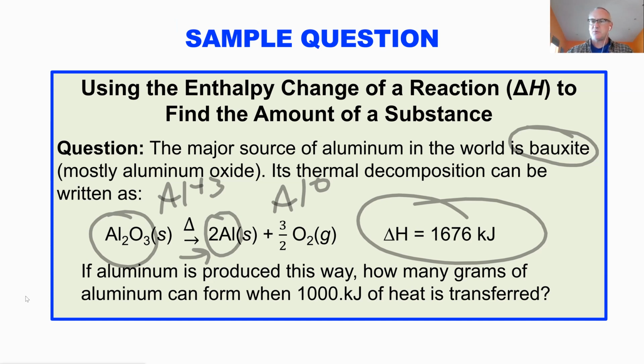So if you make aluminum this way, how many grams of aluminum can you make if 1,000 kilojoules of heat is transferred? Basically, heat is going into this reaction because it's positive. And another thing I want you to notice, you notice that there's a little delta sign over the arrow. That is a chemist's way of saying heat is involved in this reaction. You need to add heat to get it to work. So basically, if you heat aluminum oxide up to an extremely high temperature, the oxygen basically goes from being part of a solid to being released as a gas, and you're left with the aluminum. But it takes a ton of energy to do that.